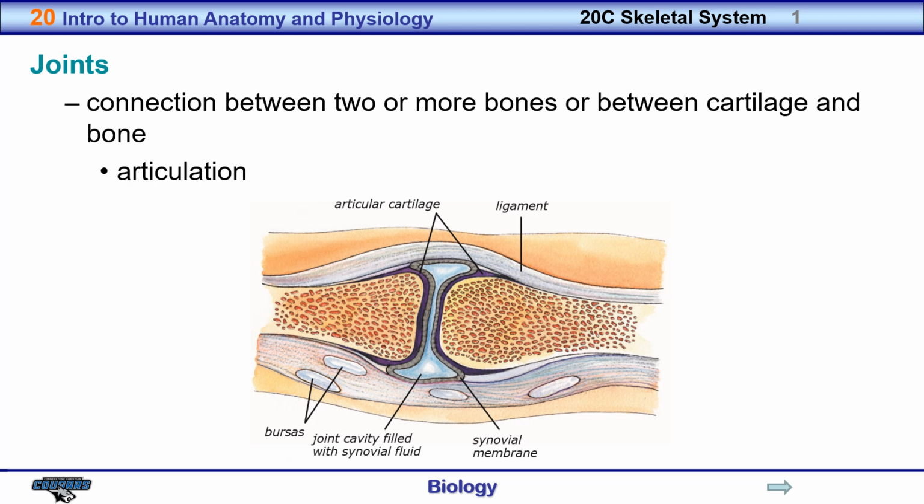So for instance, if you raise your lower leg and straighten it out, the lower leg moves smoothly over the upper part of your leg at the knee.